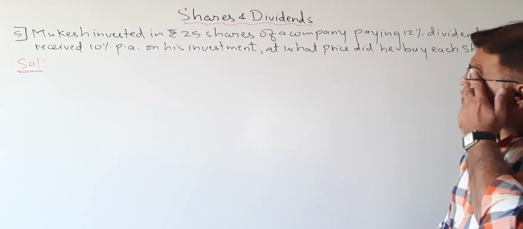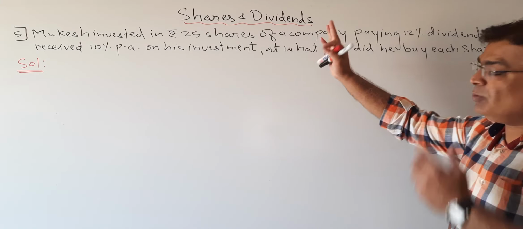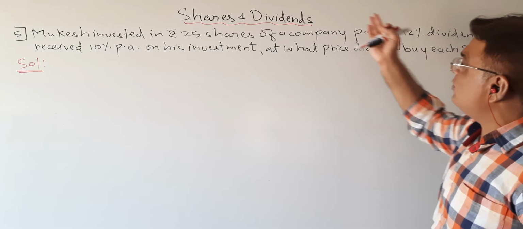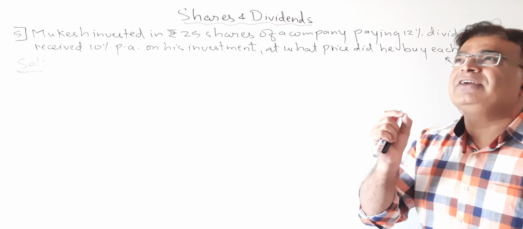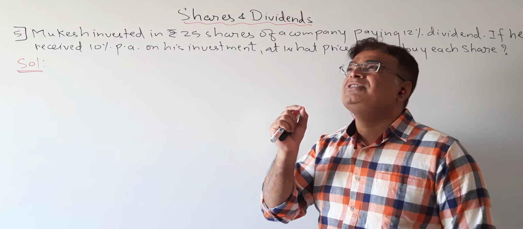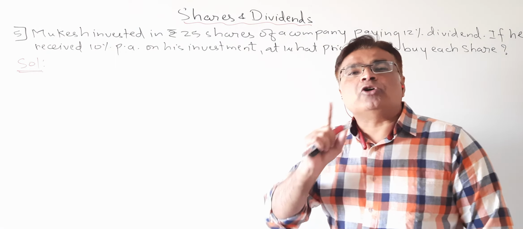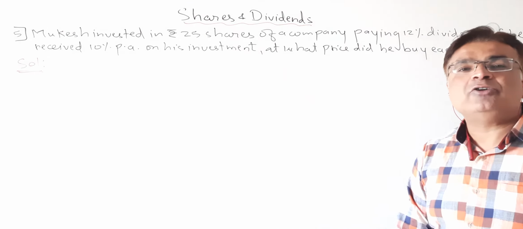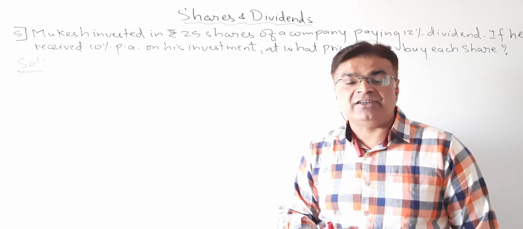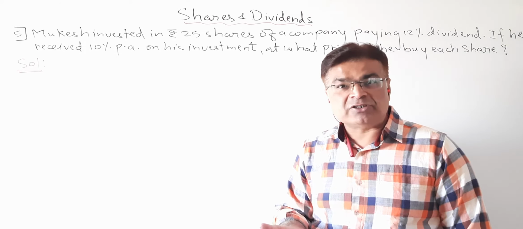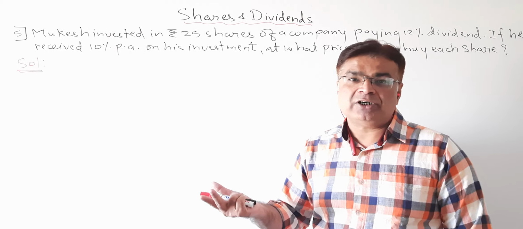Okay. So you can also do by unitary method. First you find what is 12% of 25. So that much will be 12% of 25, 50% is 6 and 3. Yes. So on one share he is getting a dividend of 3 rupees. Now 3 rupees means how much percent he is earning? It is 10%. So unitary method also you can do.